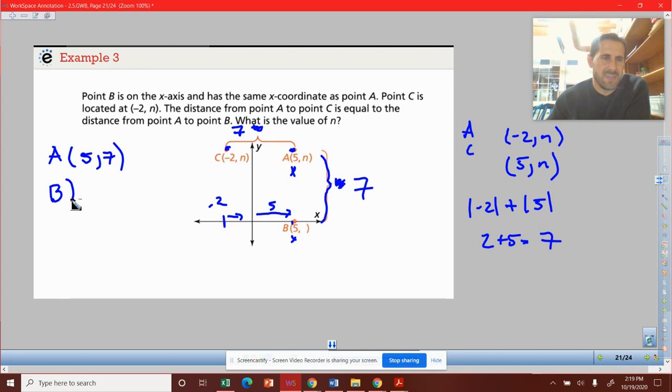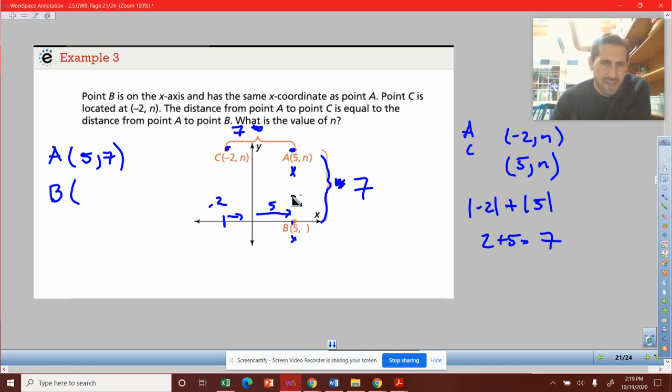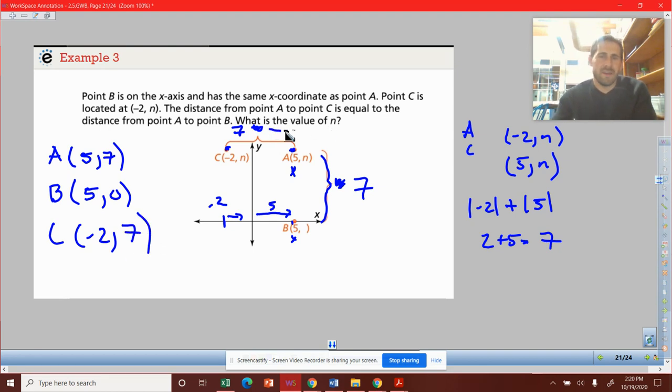What's the coordinate for B? B is here. We go 5, and then do we get to go up? If you don't get to go up, that's 0. Does anybody know the coordinate for C? We already know it's -2, and then it's n. Well, what was n? n is what we solved to be 7. We went up at A, we went 5 and then up 7. So that means we also went up 7 to get to this point C. So now we have all the values. We know what n is, which was the question, but we have all the coordinates based off that example.